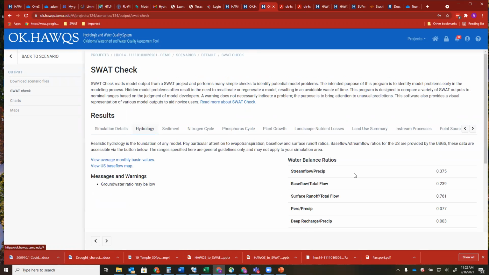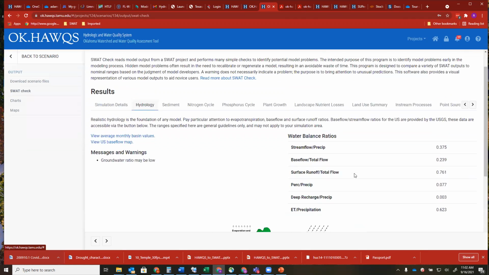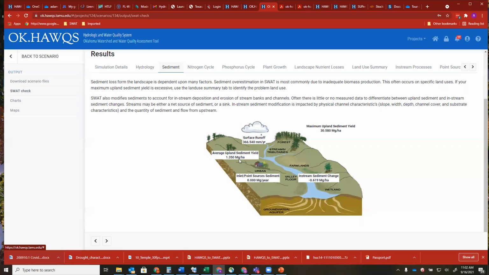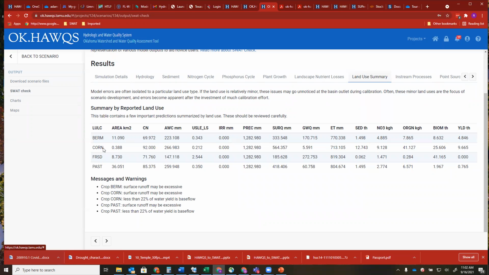Hydrology is not going to change significantly, so they'll be all pretty much the same. But the sediment may differ actually. So previously it was, I think, 1.38 or something. Now it's only 1.35. And if you want to look at the land use summary, previously it was soybean, now it's all corn. And you can see soybean had about almost 14 tons per hectare. Corn has got about 12.7 tons per hectare. And corn yield is about almost 10 tons per hectare, which is pretty good yield when considering that's almost 200 bushels per acre.